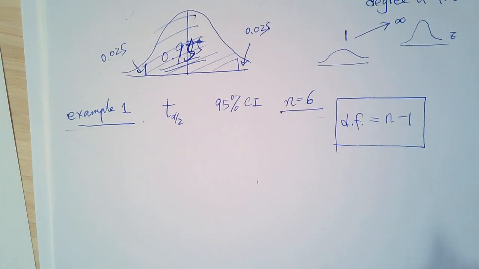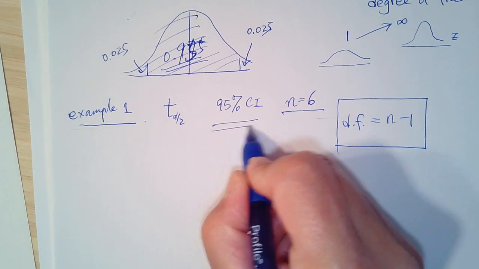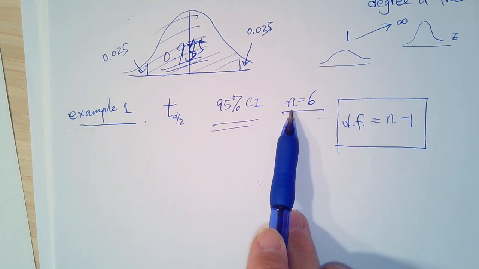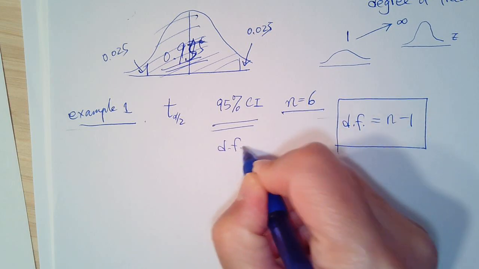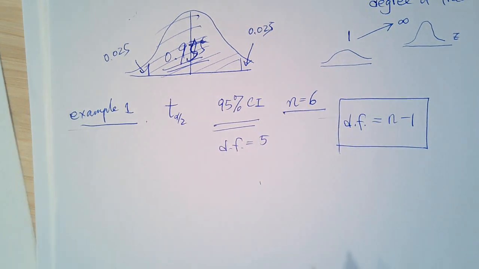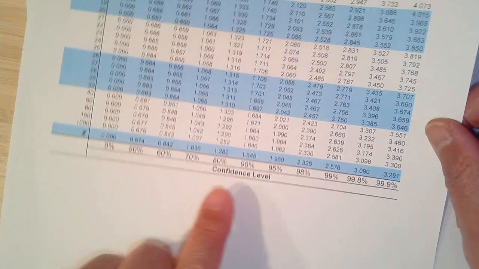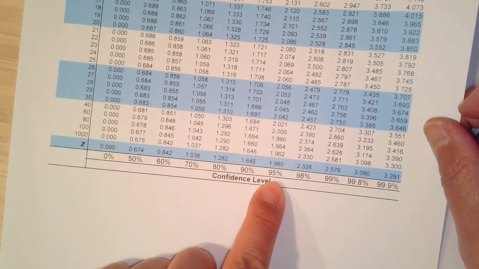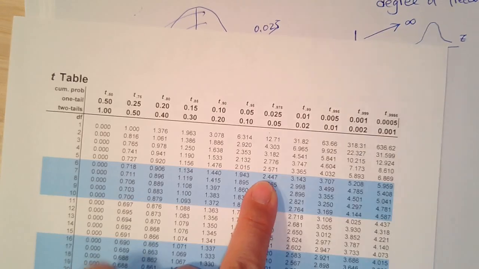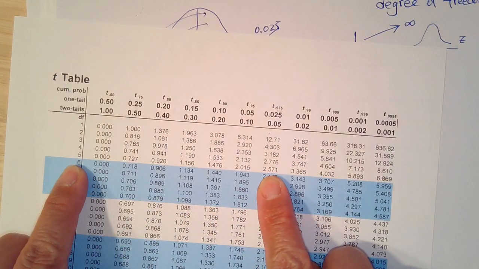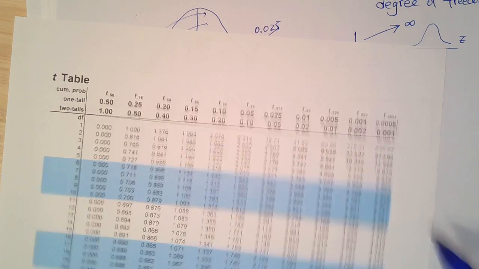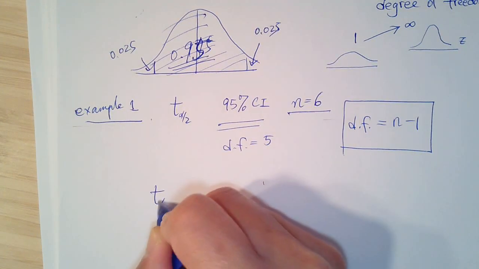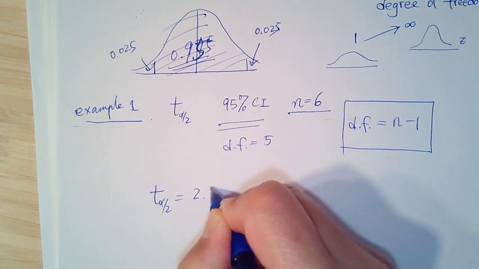So in our case, we're looking for 95% confidence interval and n equals 6. So the DF should be 5. And then what you can do is find the confidence level 95% at the bottom, and then you go all the way up to the degree of freedom 5. So you can find 2.571. Therefore, your t alpha over 2 is 2.571.